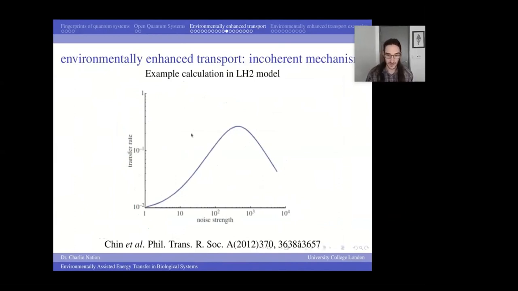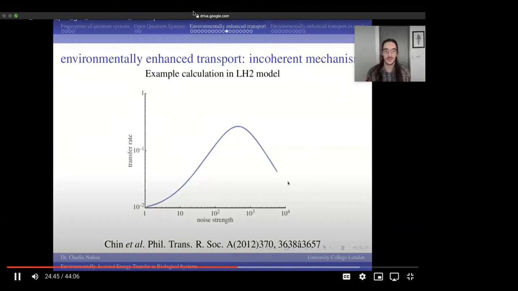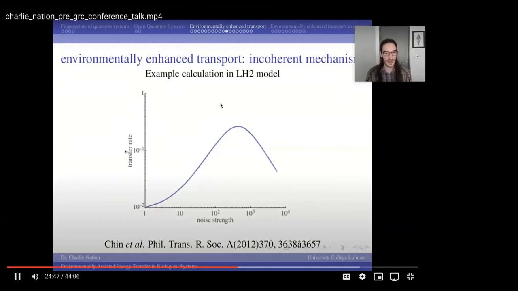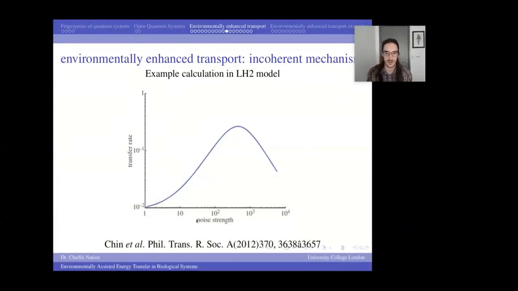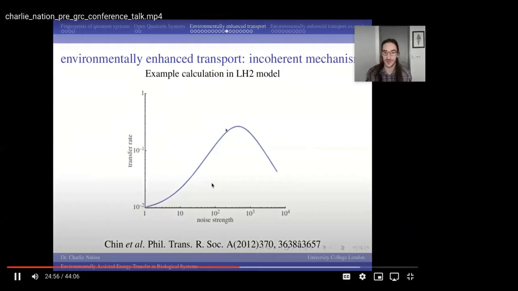So this paper here by Alex Chin showed an example of this in a model of LH2. This is the transfer rate between the BA100 and BA50 bands as a function of the noise strength. This is essentially our gamma, and he saw this exact thing over a very wide range of coupling strengths.